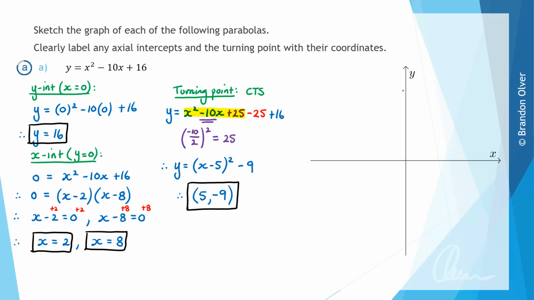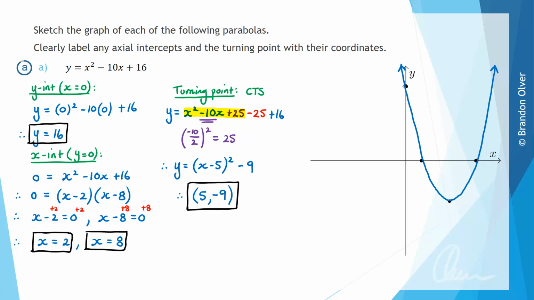For this video, I'm going to put the points where I roughly think they're going to be. So that's 0, 16. And then we have a point here that is at 2, 0 and at 8, 0. And then we have somewhere down here the turning point, which was at 5, negative 9. And now the job's just to sketch a nice parabola looking shape through all of those points. And that will be the graph of y equals x squared minus 10x plus 16.